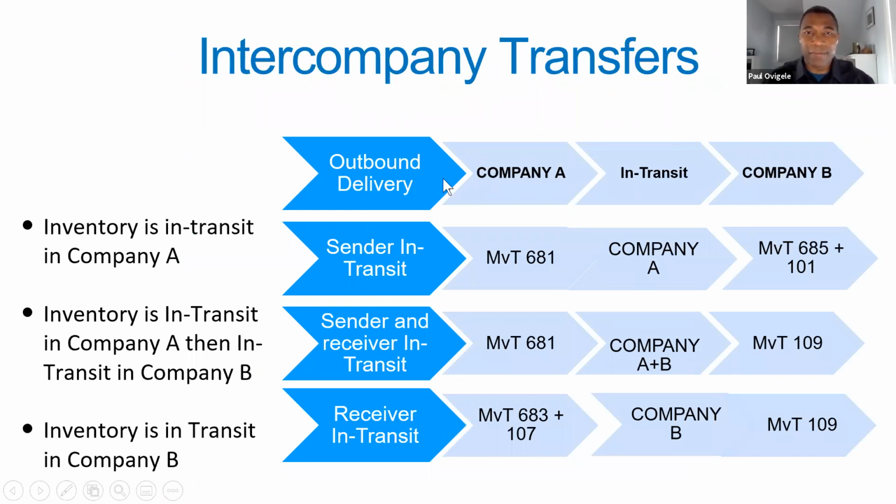transfers. So this diagram I have here is just kind of to help show the flow with the different scenarios that could occur. So with intercompany, this top part here is saying it's going to be an outbound delivery, just as you do with an intercompany STO or a purchase order to another company, or sales order to another company in the same group. Then I have company A and then company B and what's in transit. So the first scenario is when the transfer happens, the inventory is in transit in company A. So that's a sender in transit.